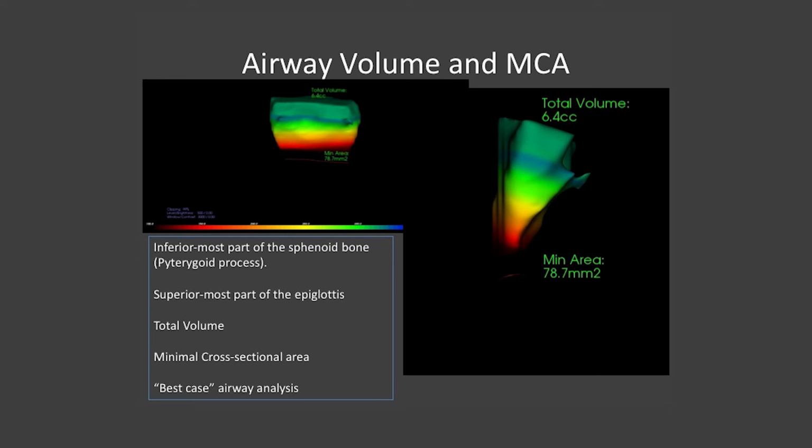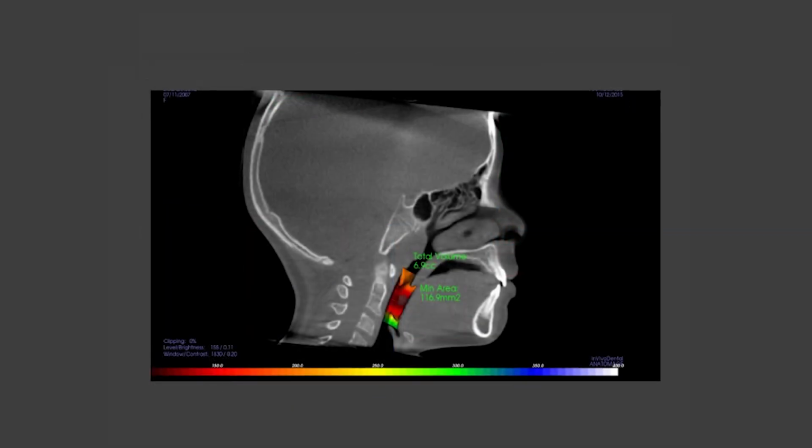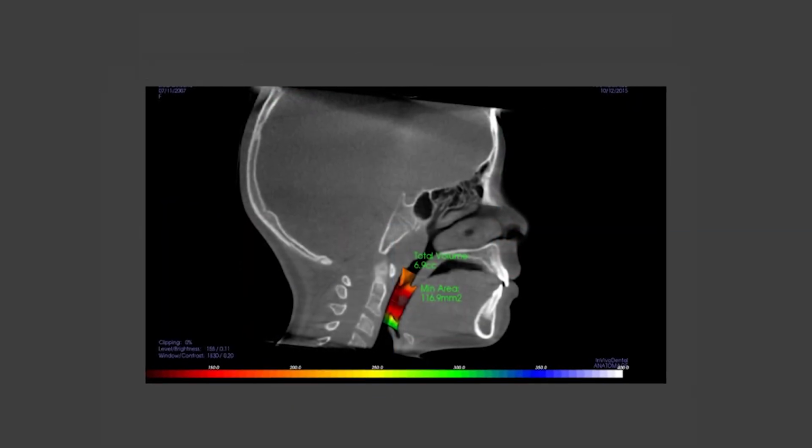But this is somebody's airway. We've got the minimal cross-sectional area, 78.7. The total volume of his airway is 6.4 cc's. Tremendous amount of data is built into these images, and all these studies are really getting into it.